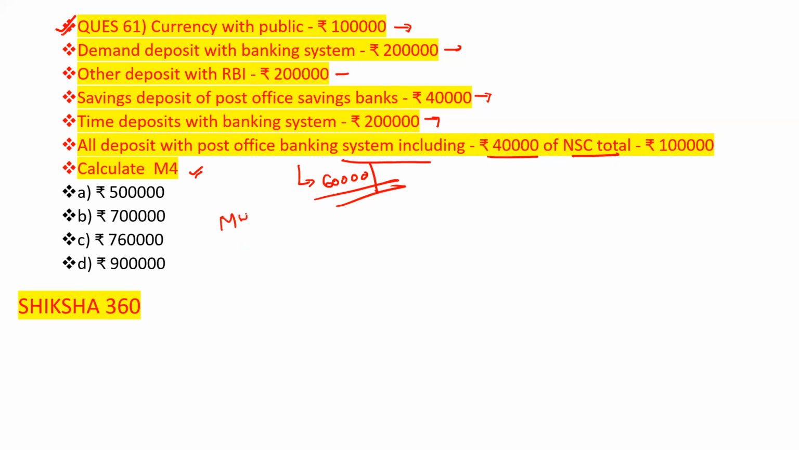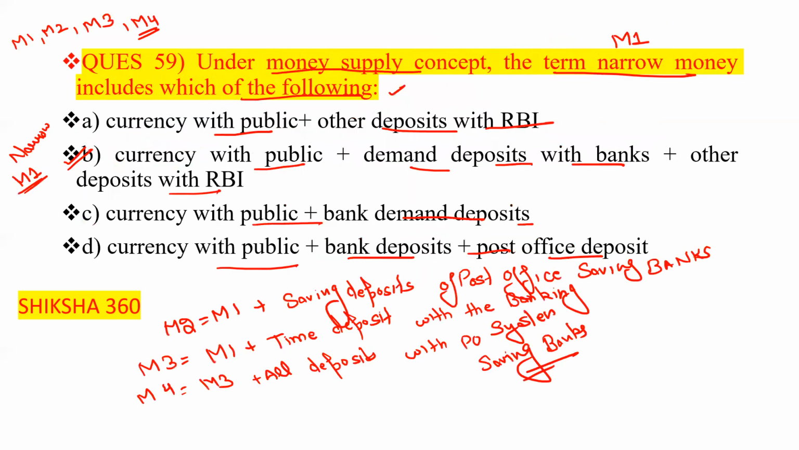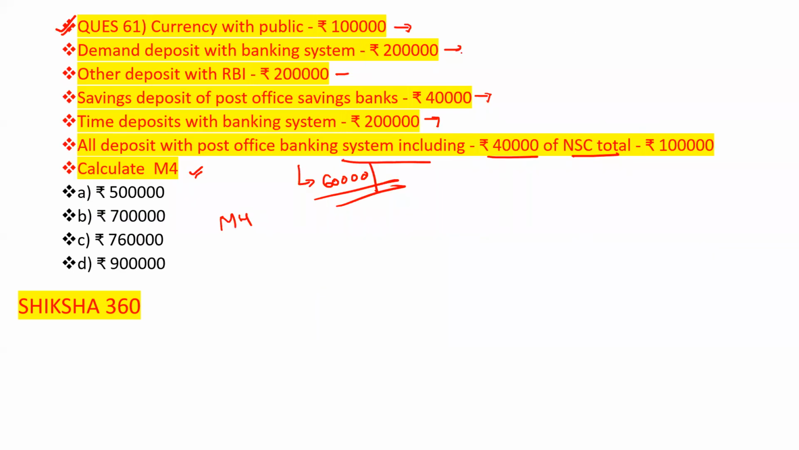So how can we calculate M4? First of all, we have to calculate M3. M3 is equal to what? M1 plus time deposit with the banking system. So for M3, first of all we have to calculate M1.